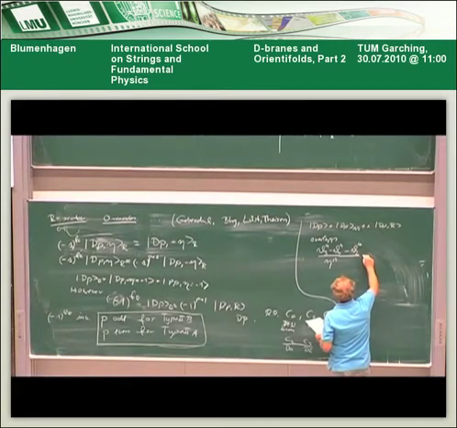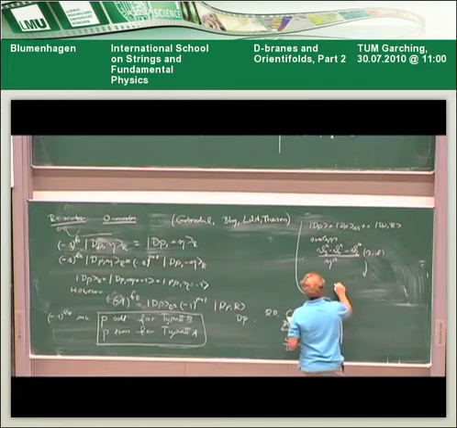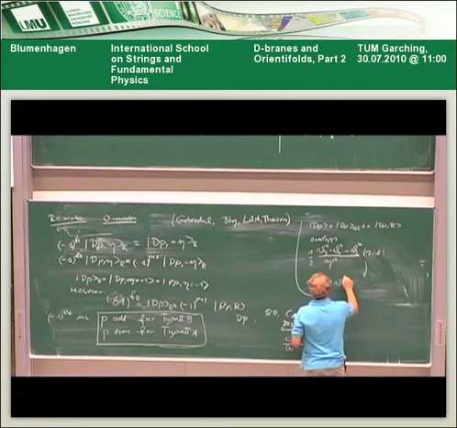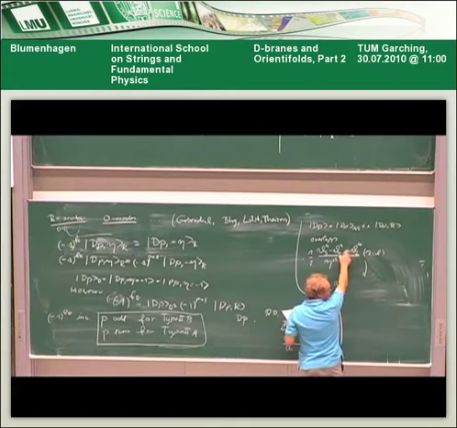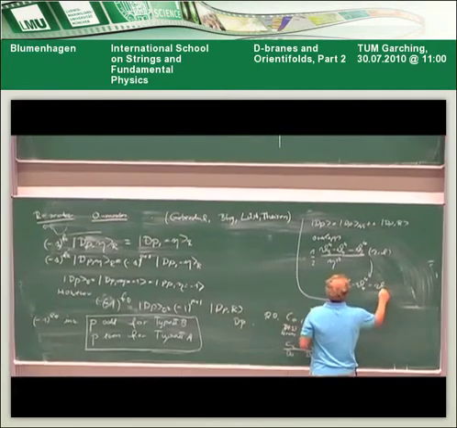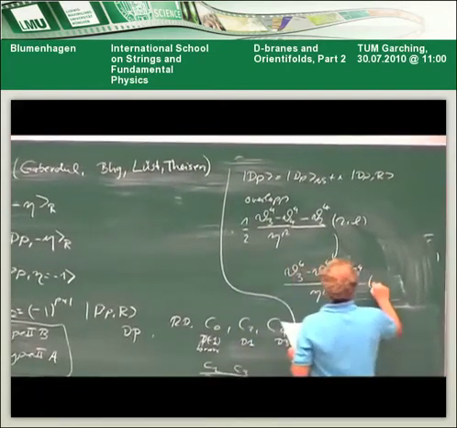And now you see, if you now do the modular transformation to the other channel, where this should be a trace, you find that θ3 is invariant. These two are exchanged under modular transformation, so it doesn't change. So it's invariant, the whole thing.